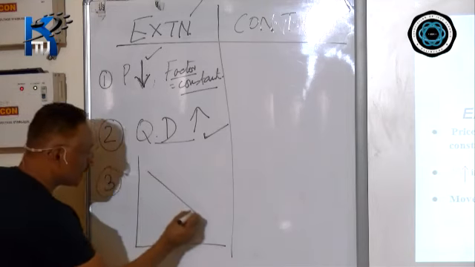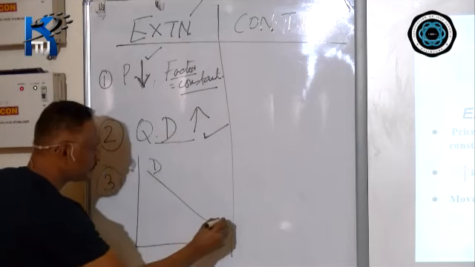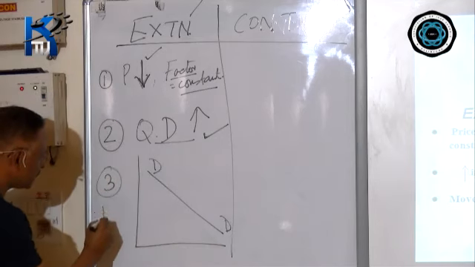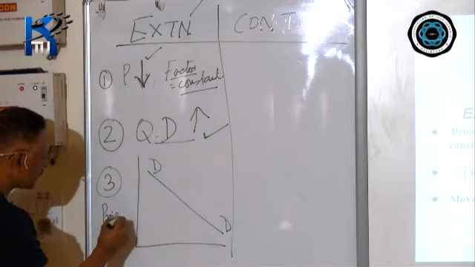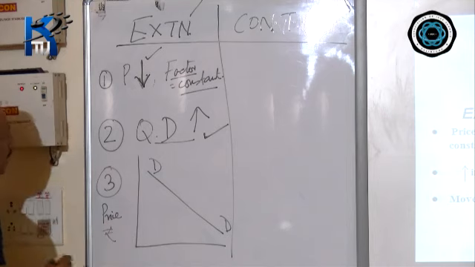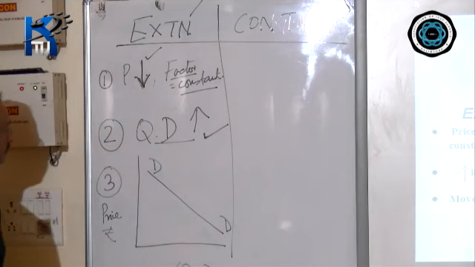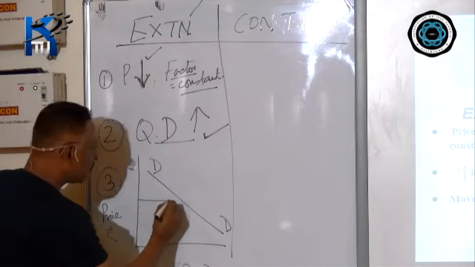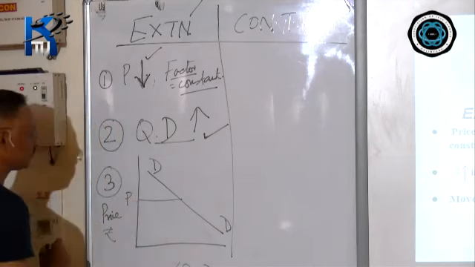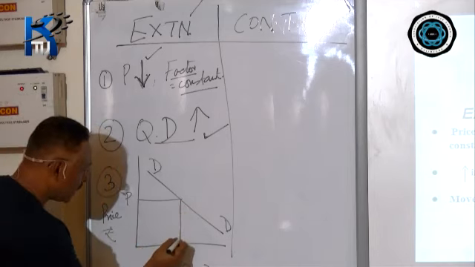So this is the demand curve, DD. This is the price, let's say in rupees, and this is the quantity demanded. Let us say the price is at P and the quantity demanded is at Q.